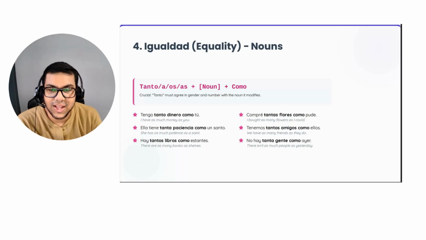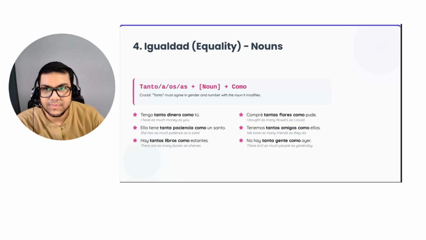So I hope that this helps you understand how we make comparison. Well, not really a comparison, but as you're seeing, it shows equality when it comes to nouns.